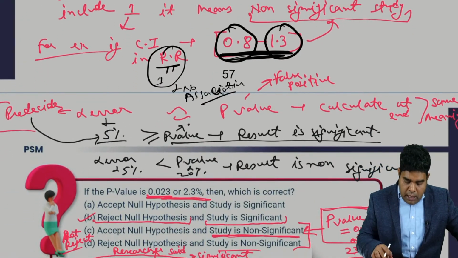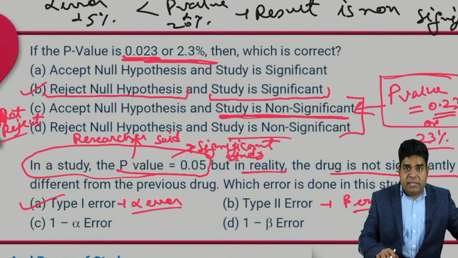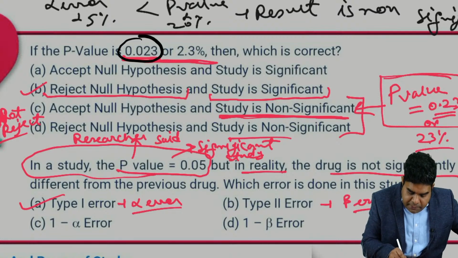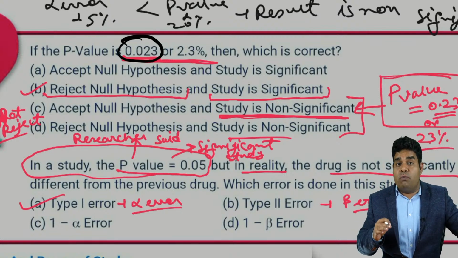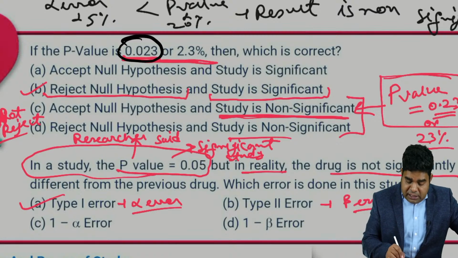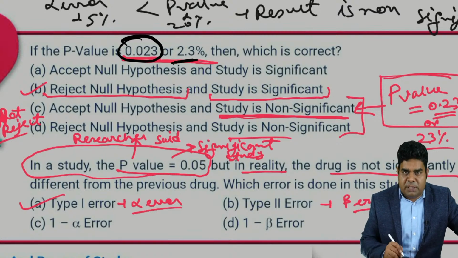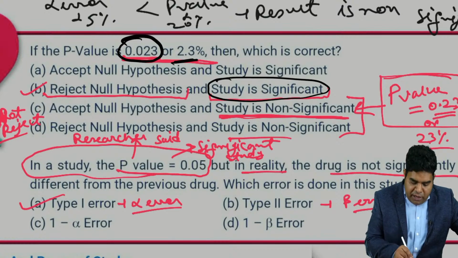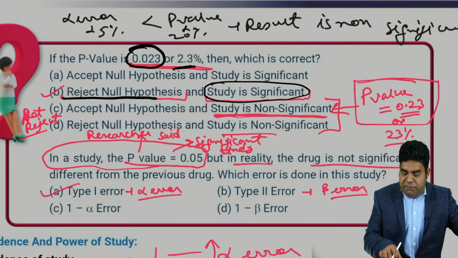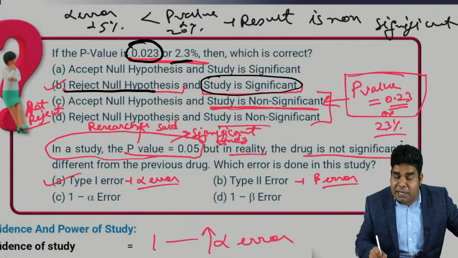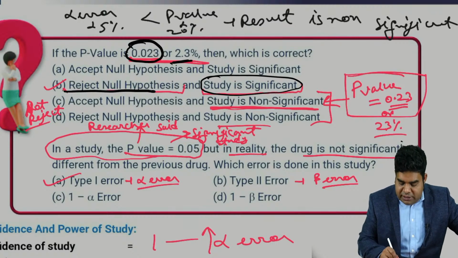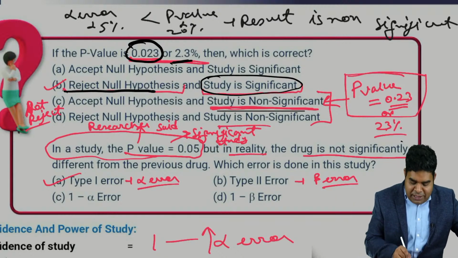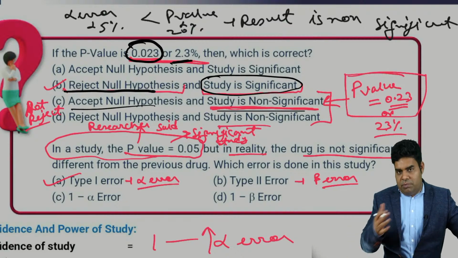Now, let's do some objective questions here. If they say the p-value is 0.023, which option is correct? A p-value of 0.023 means less than or equal to 0.05. It means 2.3% mistake, very little mistake. So if this little mistake is made, the study is significant, and if the study is significant, we will reject the null hypothesis. But if the p-value is 0.23, that means 23% mistake, and with 23% mistake we will not consider the study significant. The study is non-significant, and whenever a study is non-significant, it means the null hypothesis was correct, and we will accept it. Okay, so they can ask this question one way.